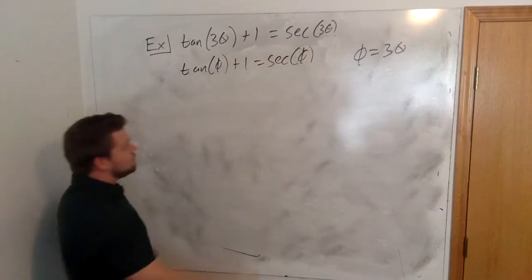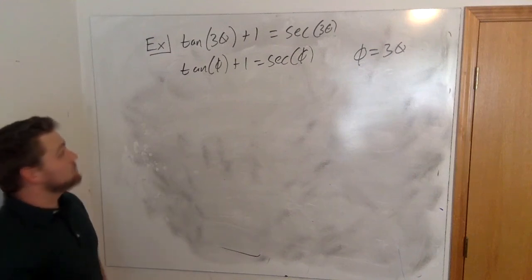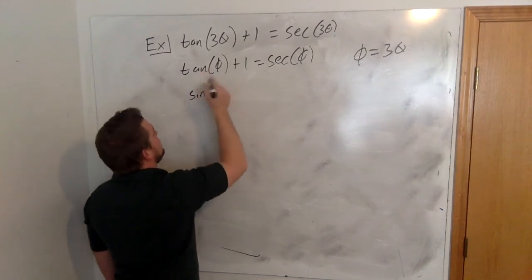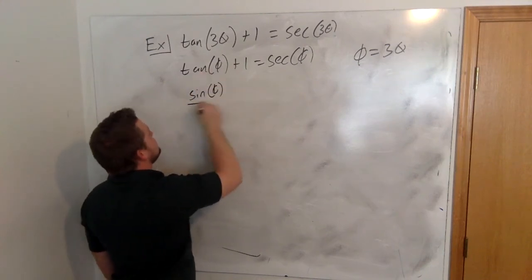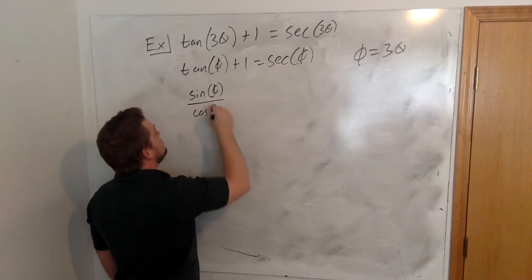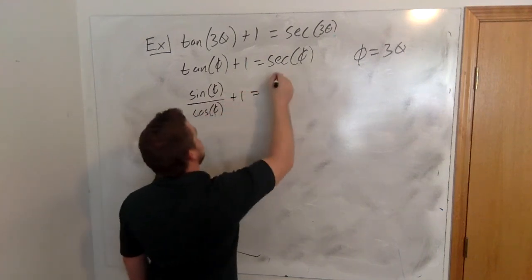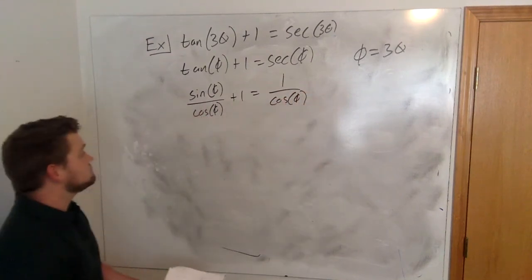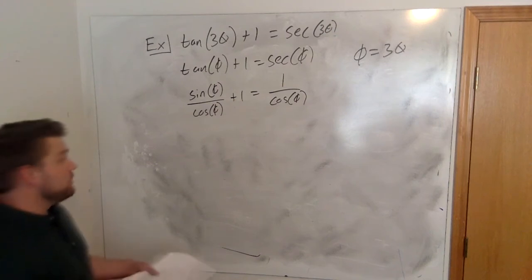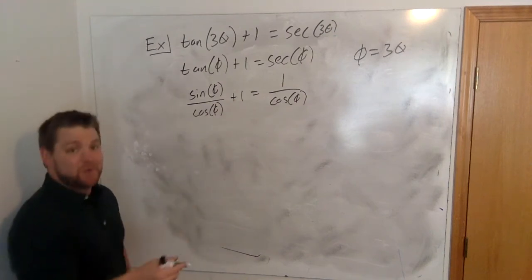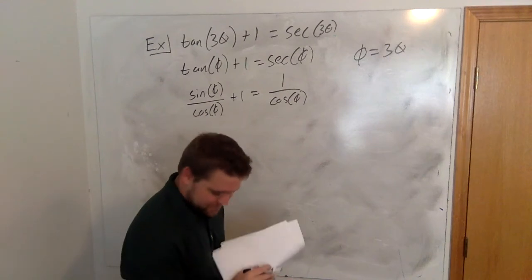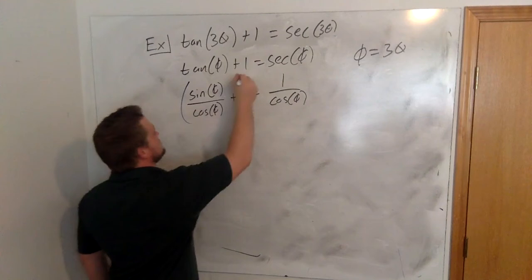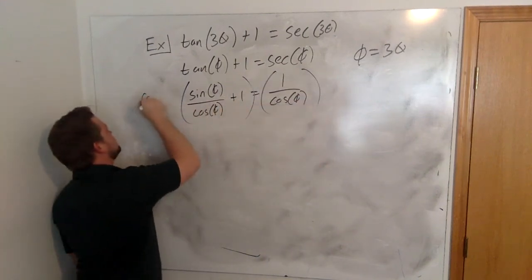But maybe you are uncomfortable working with tangents and secants, so maybe you want to write this in terms of sines and cosines. So here, we could have that sine of phi over cosine of phi plus 1 would be equal to 1 over the cosine of phi. Okay? And maybe you notice that, oh my goodness, I got an equation with fractions. Let's clear them. Maybe we decide to multiply both sides by the cosine of phi.